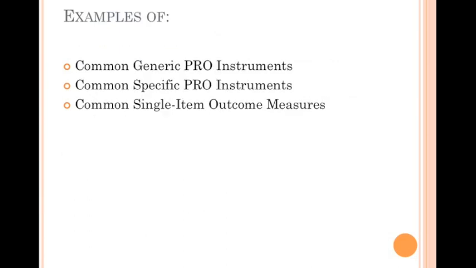Now that we went over the different kinds of outcome measurements and specifics, I provided you with a list and some examples of some common generic, specific, and single-item PRO outcome measurements on the outline that you can look over, and feel free to look into more depth on each of the common generic, specific, and single-item outcome measures that are used in our clinical practice.